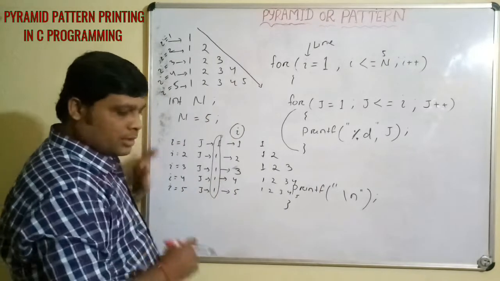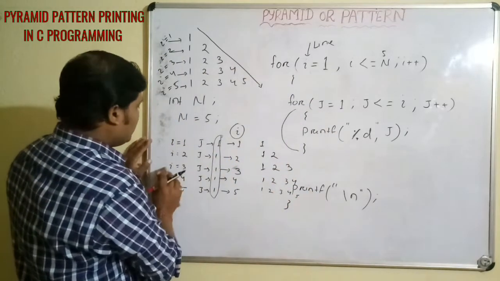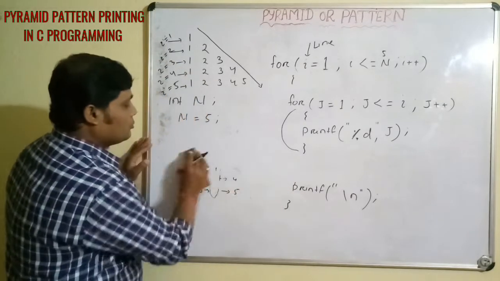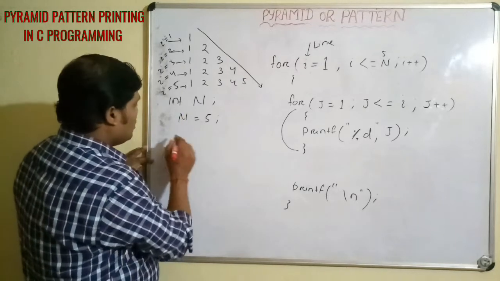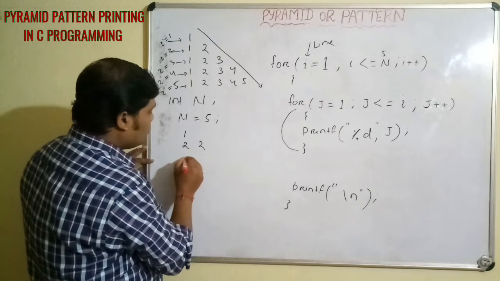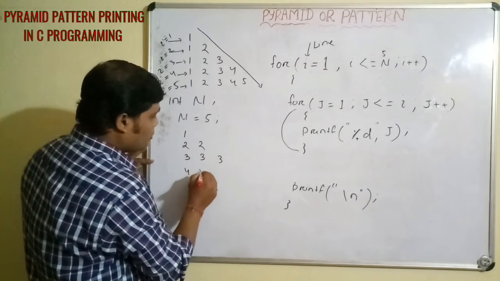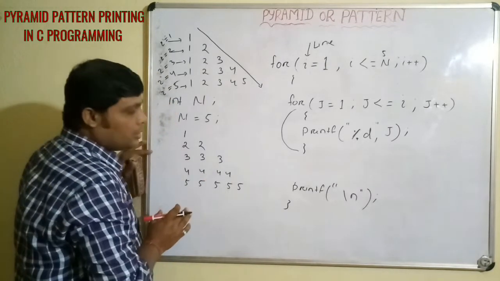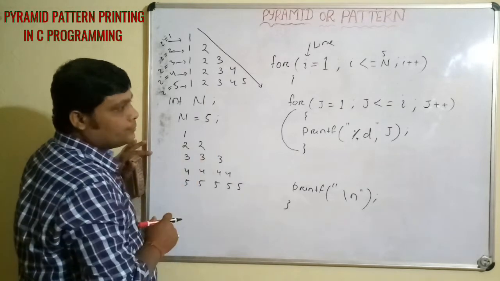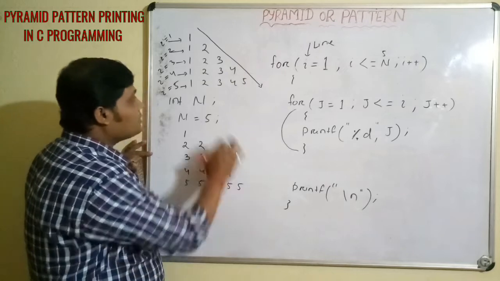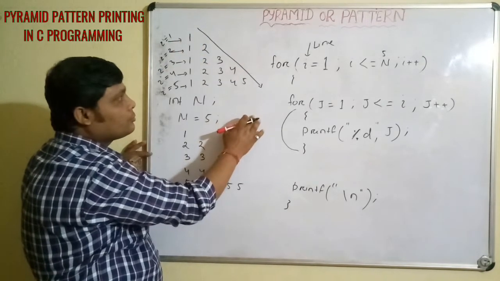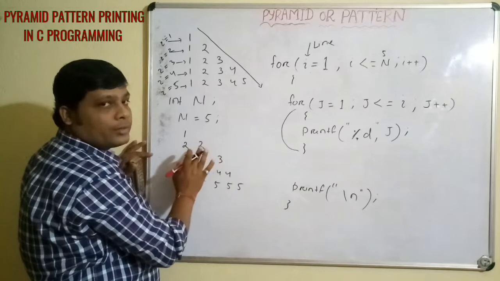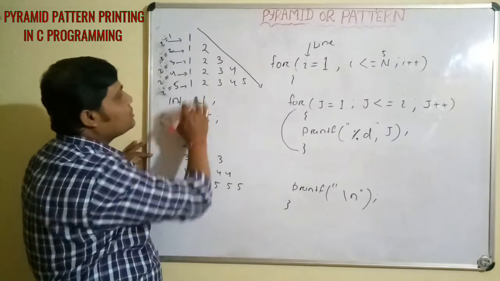Suppose another pattern is given. Let us take another pattern. Suppose it is given 1, 2 2, 3 3 3, 4 4 4 4, 5 5 5 5 5. This pattern is given. How will you print this pattern? As the pattern is, you can see the same pattern. Clear? It is the same. Only the number that I have printed is different. But the pattern is the same.